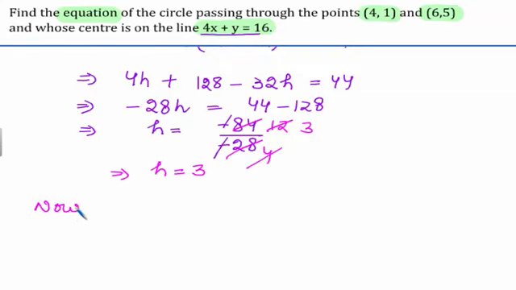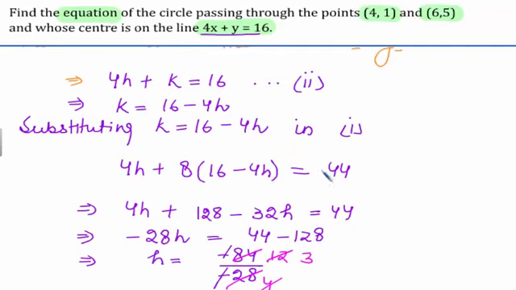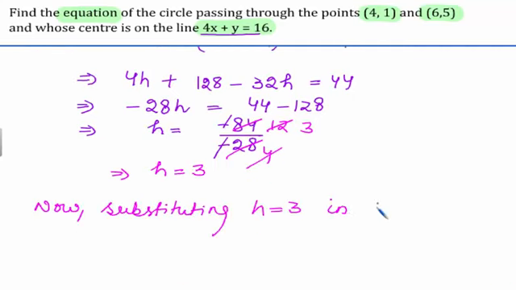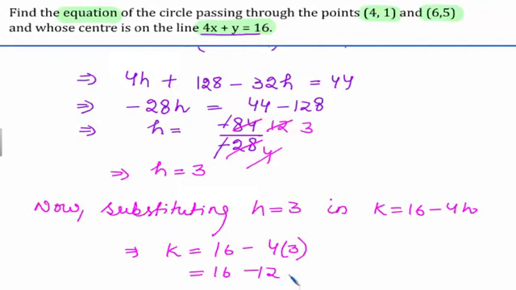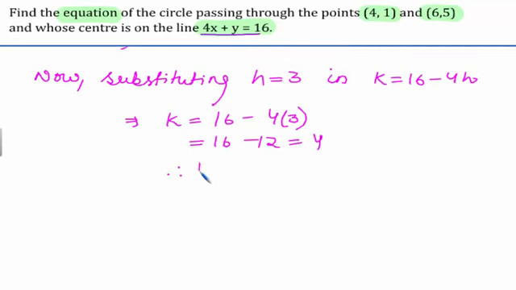Now substituting h is equal to 3 in k is equal to 16 minus 4h. So this implies that k is equal to 16 minus 4 into 3, that is 16 minus 12, which is equal to 4. Therefore k is equal to 4.